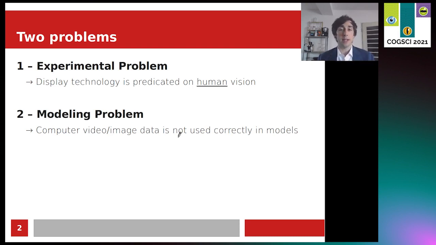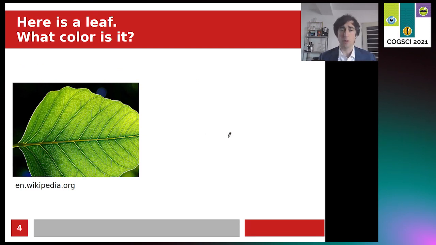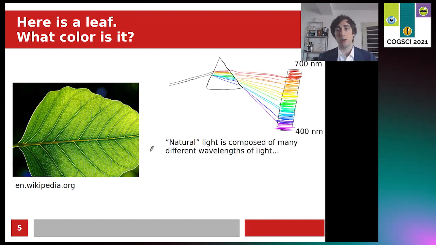Also, people tend to not understand what the representation in the computer is and thus use it incorrectly in models. So first I'll cover the experimental problem. And first, there's a little bit of background necessary. So first, what color is this leaf, right? Of course, humans will say it's green. Natural color is composed of many different wavelengths of light from 400 to 700, the human visual wavelength spectrum.